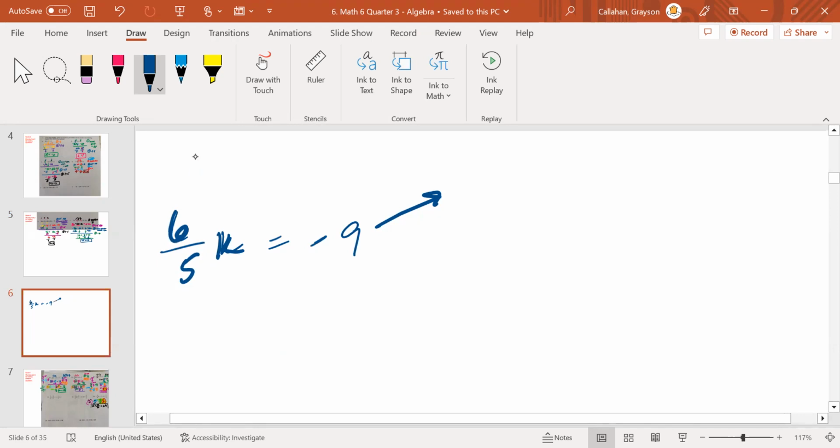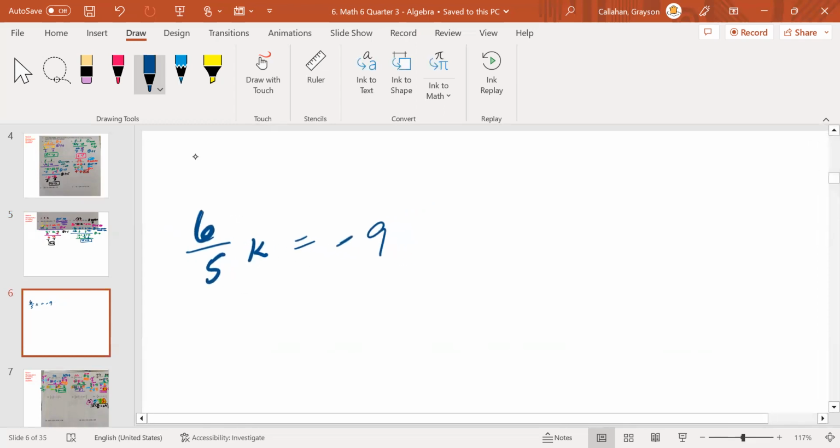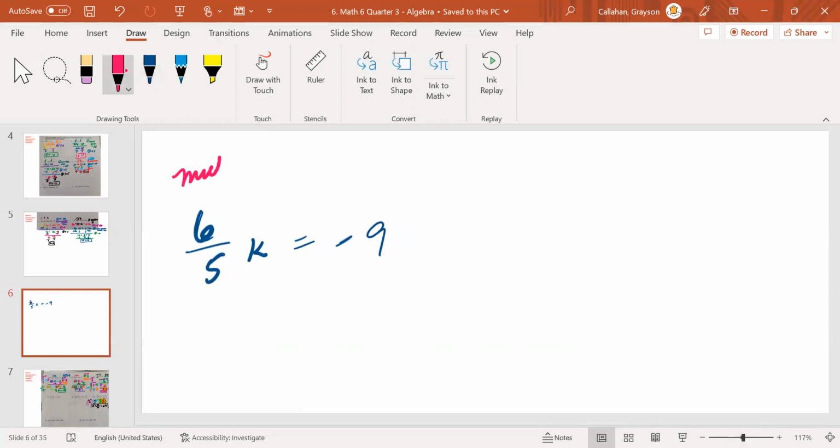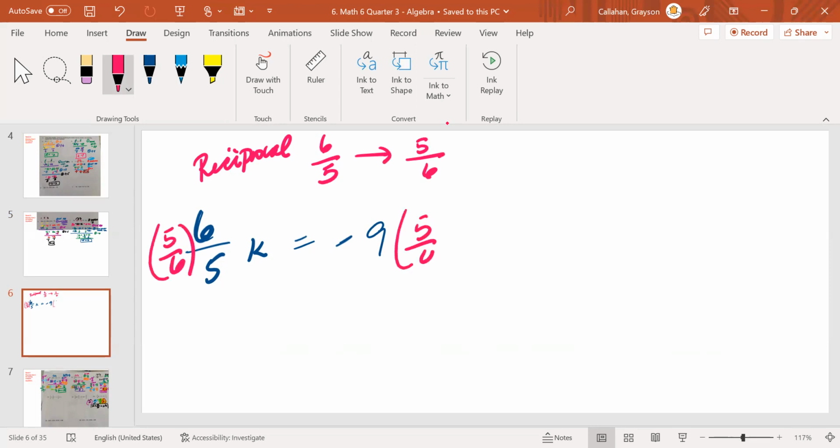No. If I want to get k by itself, how do I get rid of the 6 over 5? You multiply by what? Reciprocal. What's the reciprocal of 6 over 5? You flip it, which is? That's how you get rid of this. Do you see that? So then what ends up happening is the 5 and the 5 cancel, 6 and the 6 cancel. Now you see how the k is by itself? Put a 1 underneath it. What is my answer?